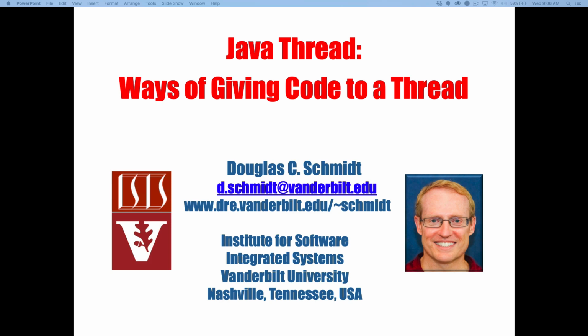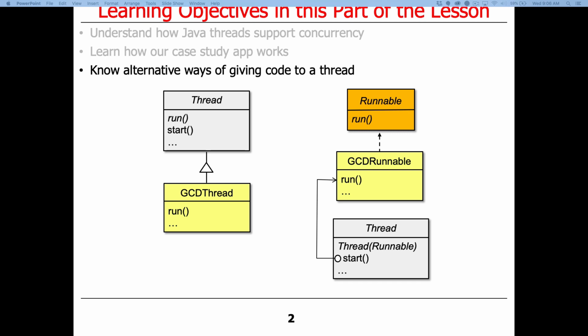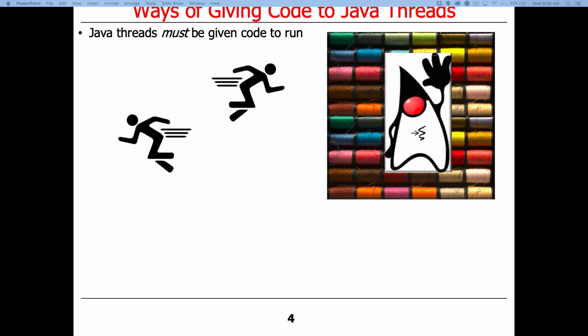So the next topic is how to give code to a thread to get the thread to run. And this turns out to be kind of an interesting topic with a bunch of different variants, different ways of doing things. It turns out that there are two general ways of doing it, and one of the ways has several alternatives. So we're going to talk about those different ways.